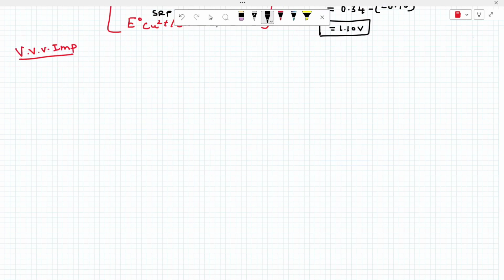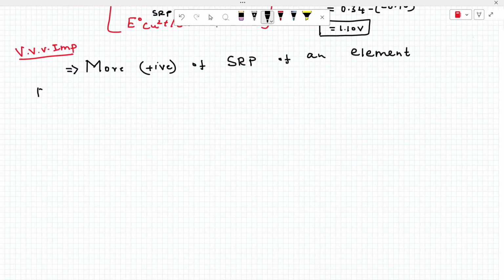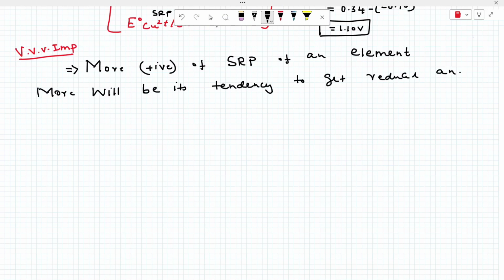See, write this point. The more positive the value of SRP of an element, the more will be its tendency to get reduced, and the better will be the which agent? Oxidizing agent.